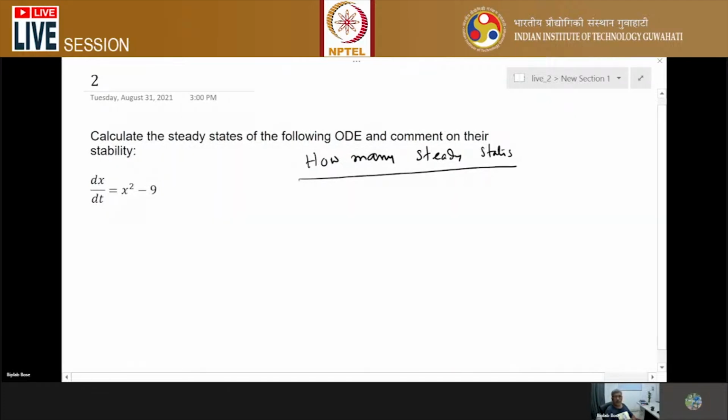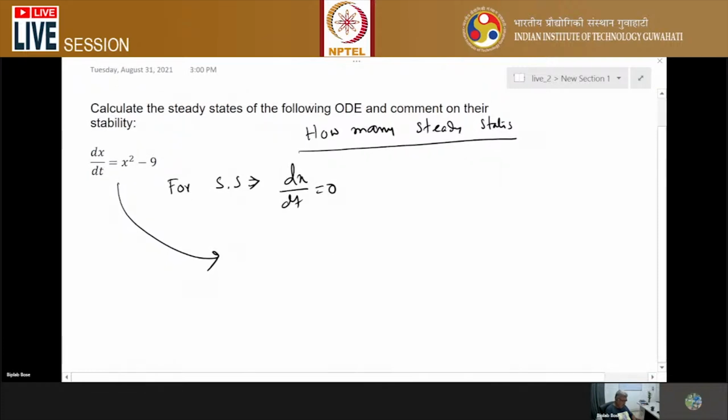If I have any problem where I have to find the steady states algebraically, that means the derivatives with respect to time of all dependent variables should be equal to 0. In this problem, I have only one dependent variable, that is x. So I have to make its derivative with respect to time equal to 0. So for steady state, I write dx/dt equal to 0. Then using this equation, x square minus 9 must be equal to 0 because dx/dt equals 0. So I separate those terms, x square equals 9.